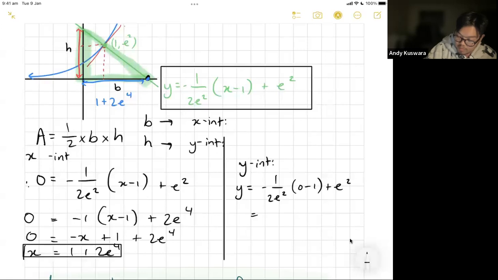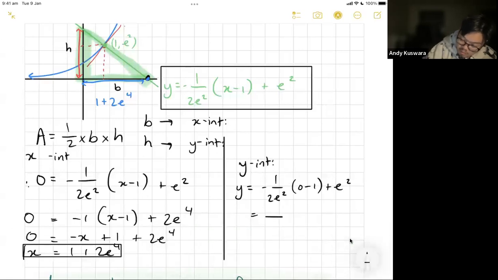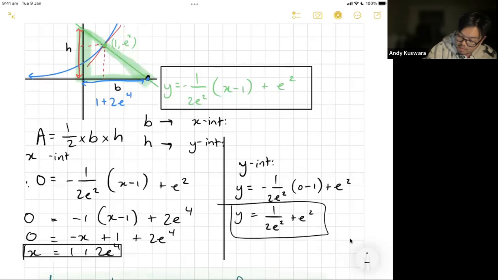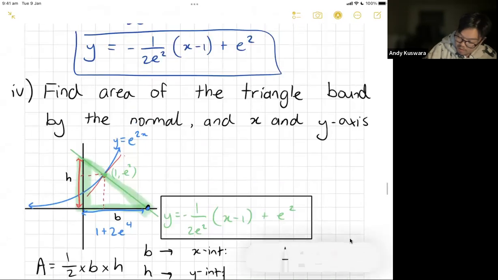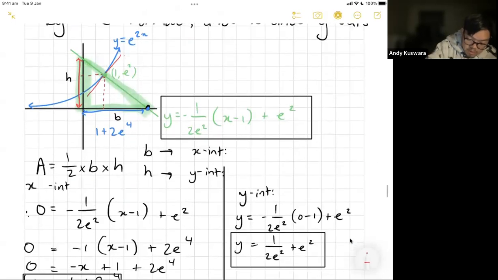And so seeing that there, that's a negative times a negative, which is going to give me my positive. So it's just 1 on 2e squared plus e squared. And I think that's it. There's my y-intercept, and I'm going to write that down here. That becomes 1 on 2e squared plus e squared.